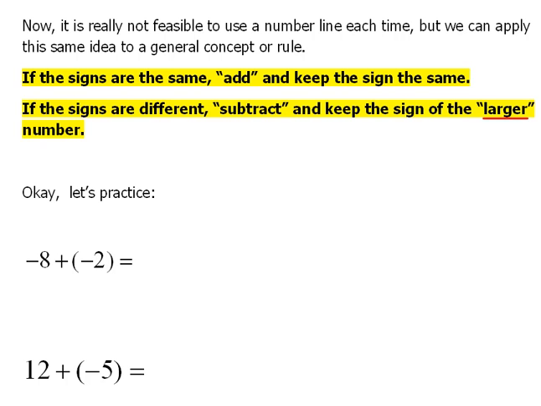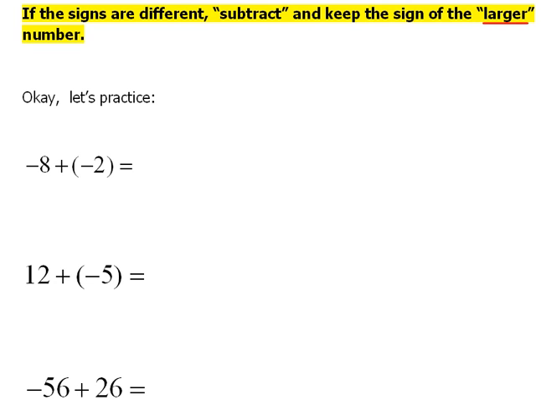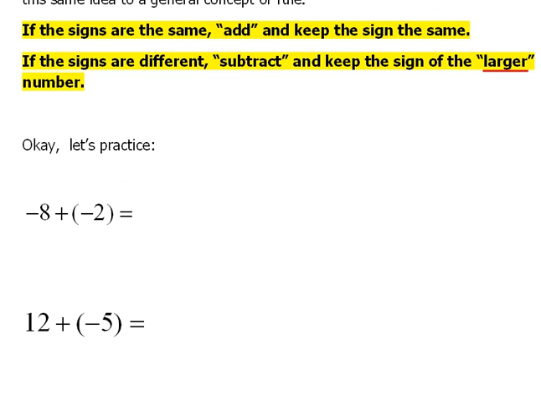Let me show you what I'm talking about. We're going to do these examples both ways. I'm going to use the rule, and then we're also going to show it on the number line to make sure that we're correct. Okay, so here this says we've got -8 plus a -2.